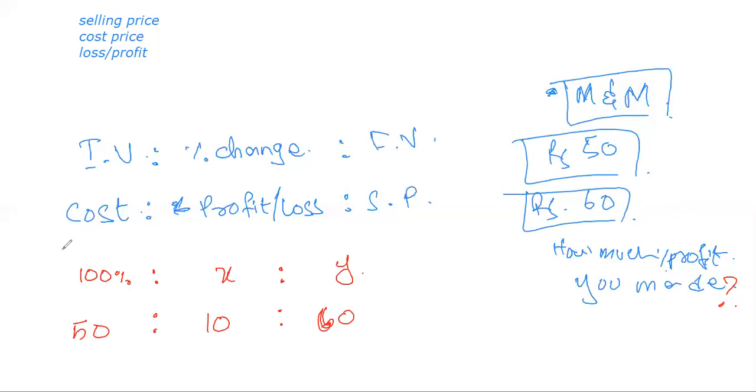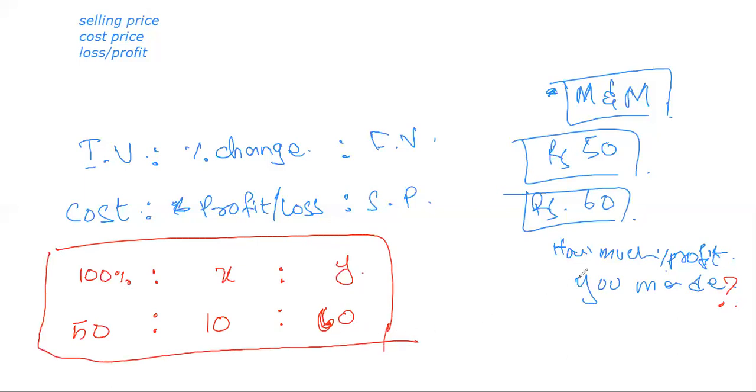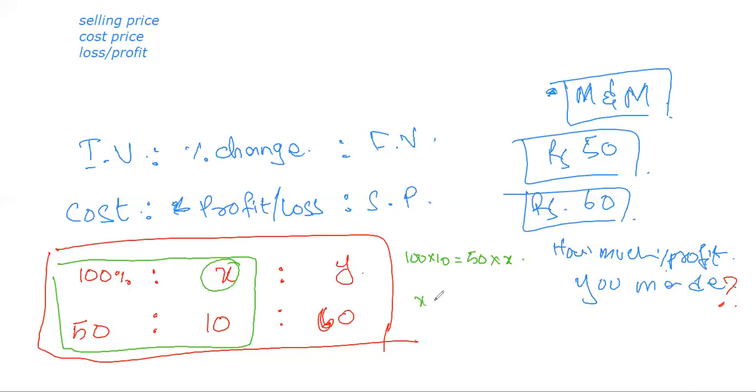Now I have everything ready for me here. I just have to apply ratios and find the answers. सही है? The question is asking me how much profit you made in terms of percentages. So my profit in terms of percentages is this X, right? So I have to take these two columns and I have to cross multiply. So ये हो जाएगा 100 times 10, 100 times 10 equals to 50 times X. X is my percentage profit. X would be 100 times 10 over 50.